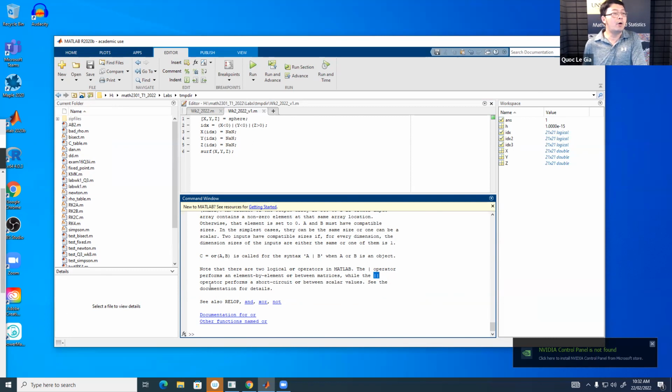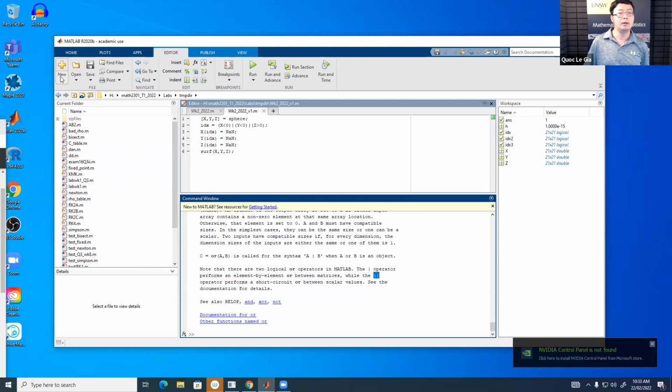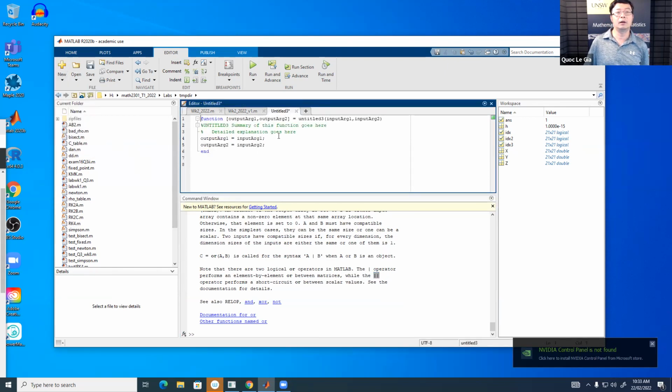Okay, so the next one is to solve the quadratic equation. So now you have to write a function. How do you write a function to solve the quadratic equation? You have to write a function called quasolve. So now we have to make a new function. Okay. And now you label this as quasolve. Maybe you have to type in here. Quasolve.